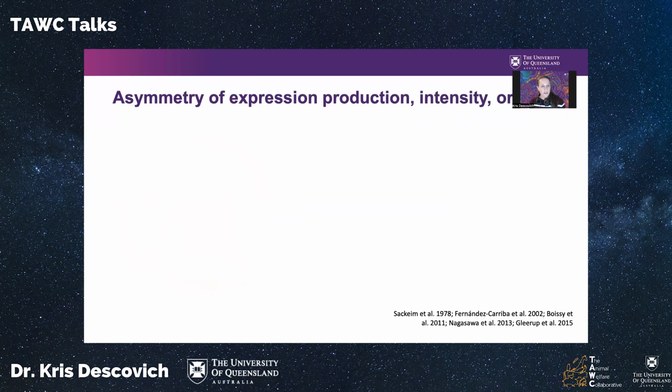One other option we can try is looking at asymmetry of facial expressions. Now, asymmetry is when one side of the face is activating in a different way to the other side of the face. It could be in terms of the muscles that are activating, it could be in terms of how intense that muscle activation is, or it could be in terms of the speed of muscle activation.